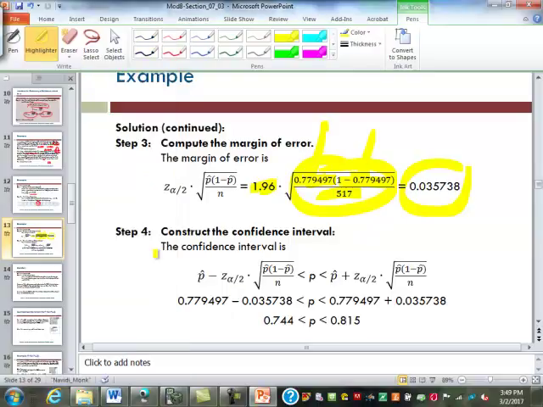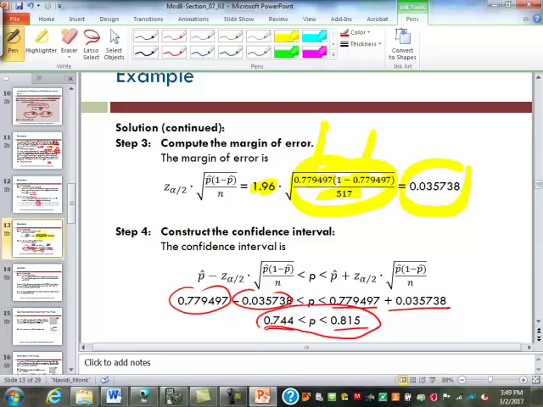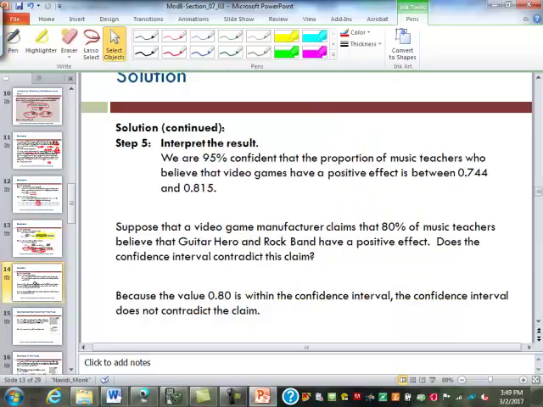So that means our interval is our point estimate minus the margin of error, which would be 0.744 rounded, to our point estimate plus the margin of error, which is 0.815 rounded. So we're 95% confident that the true population proportion is between 0.744 and 0.815. So that's our interpretation, 95% confidence between those values.